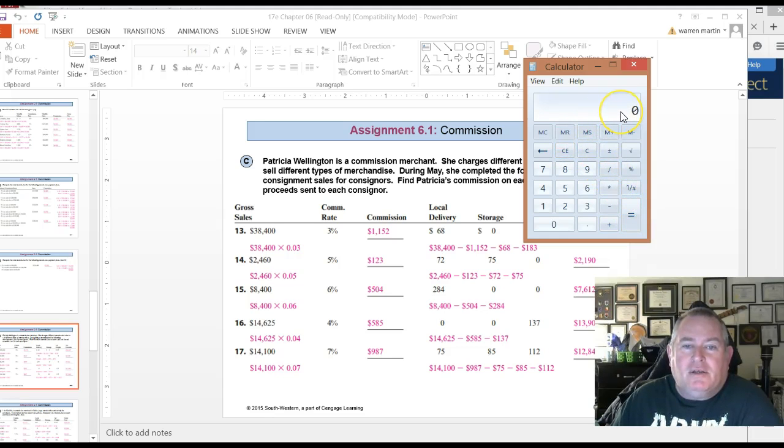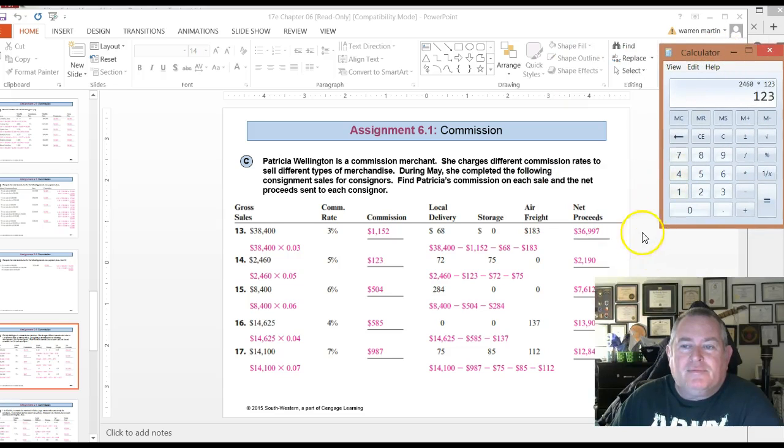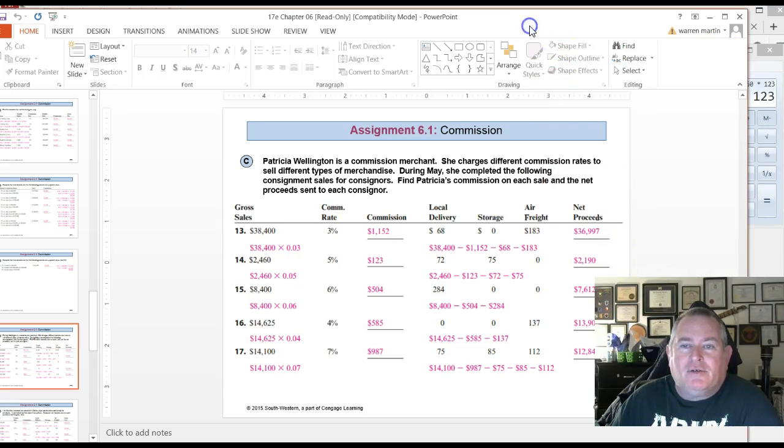You do the 2460 times, which on a calculator on a computer is the little star key, and do it 5%. Hit 5, hit the percent, and equals. There you go, 123, and that's how you got that. Like I said, this is just another way to do it.